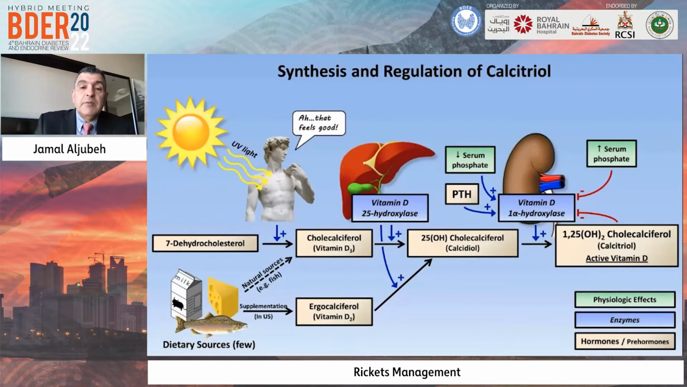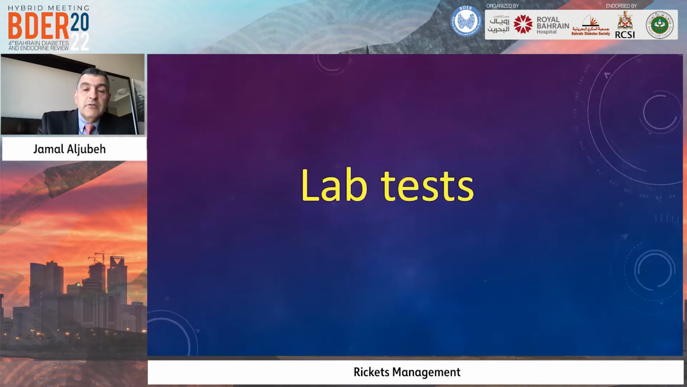The problems with vitamin D can be, as mentioned, either deficiency, or a problem with activation from 25-hydroxy to 1,25-dihydroxyvitamin D, or at the level of the receptor. So when we face a case of rickets, we start doing laboratory studies, and it's important for us to interpret these correctly.